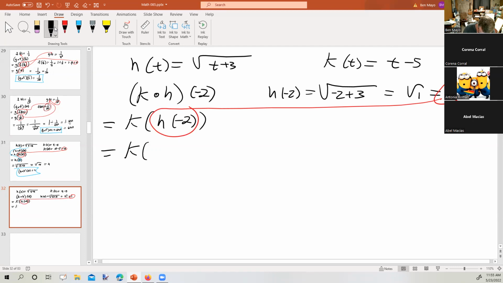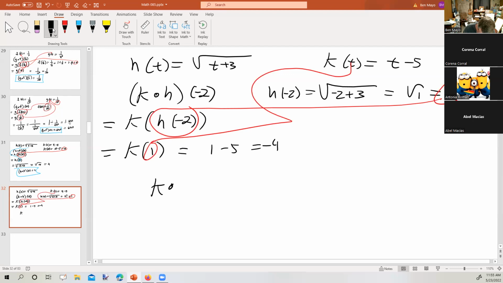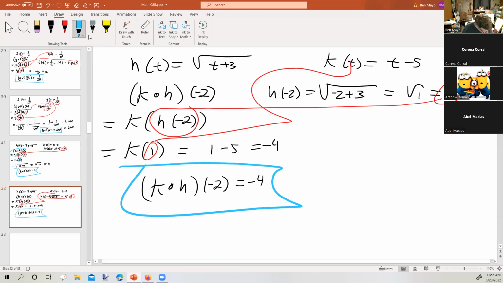So now we have k of 1. And that goes up here. So that's 1 minus 5, which is -4. So k composed with h of -2 is -4.